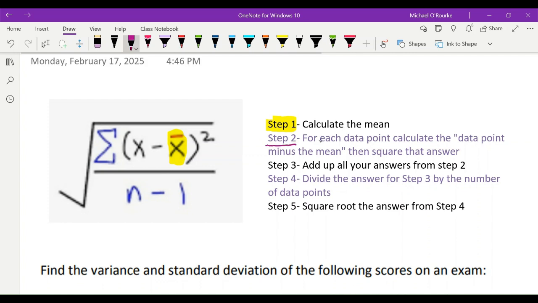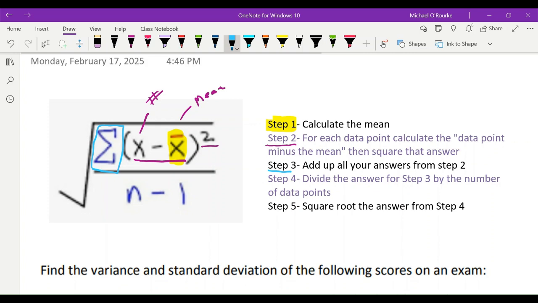Step two is for each data point, calculate the data point minus the mean. So that's the point, and this is the mean. For every number, it's number minus the mean, and then square the answer. For every one of our numbers, we do that. Then we're going to add up all our answers. This means we're going to sum all of our answers.